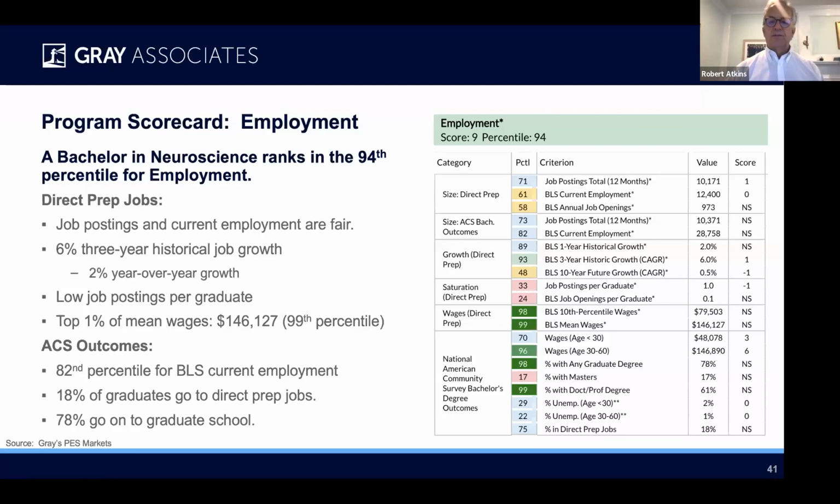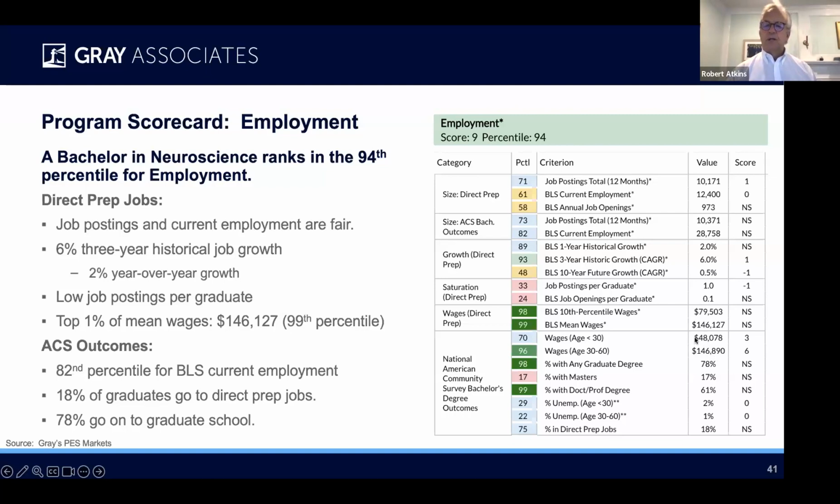Do I have too many graduates for the number of jobs available? And here we're starting to get a warning sign with the 33rd percentile, one job posting for every graduate. That's a little worrisome, but when I see wages like this, I get less concerned. People in this field making $146,000 BLS mean wage. And for folks age 30 to 60 from the American Community Survey, very similar, $146,000 a year. So they're doing pretty well.